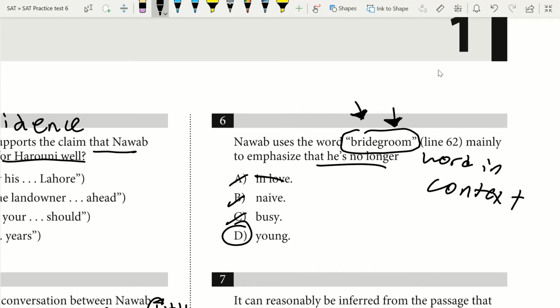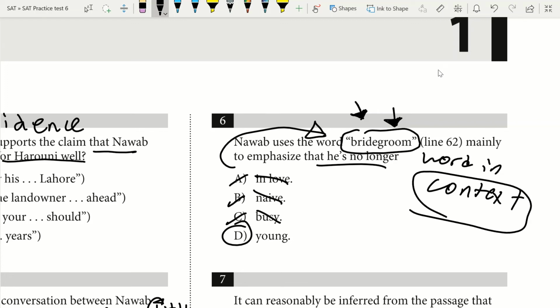It's not saying in love or naive or busy. Those would all be things if you weren't to go look in context and you just tried to come up with synonyms for bridegroom or try to touch on bride as some part of that. So that's the problem if you don't go and look at the context. That's the key part of this. It's a words and context question. We need to know the context behind the word. So 6 there has to be D, and now we can go ahead and move on to question 7.